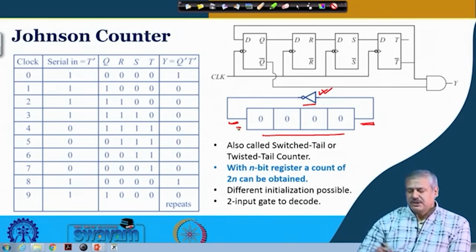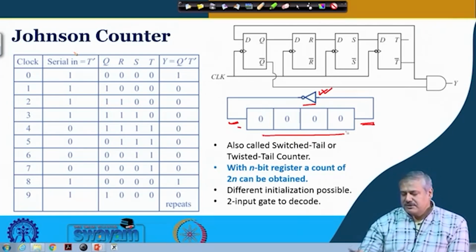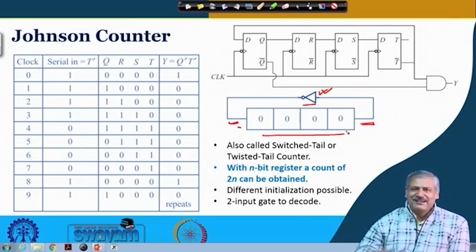Okay. So, this is the making of it, because of which it is also called a switch tail counter or twisted tail counter, right. The popular name is Johnson counter, but it is also called switch tail counter or twisted tail, because the tail is twisted, I mean it is inverted, that is the meaning of it.